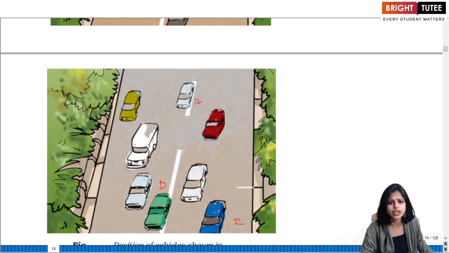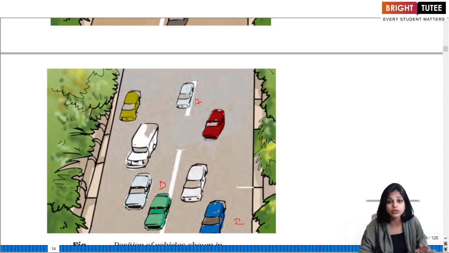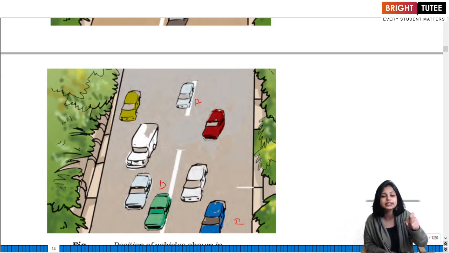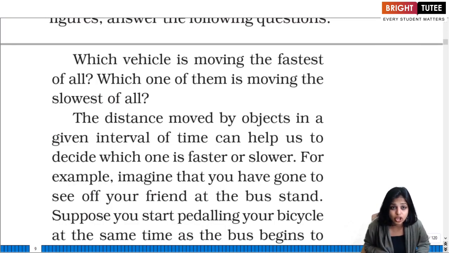So what has changed? I told you, if I see all the cars at the same time, they may be at one position. The next moment, the scenario could be totally different. So in figure 13.2, students, we show the position of the same vehicles after some time. So let's say in 2 seconds, I click another picture and the scenario has changed. What did you find? What are the observations? Chalo, let's see whether we can answer this or not.